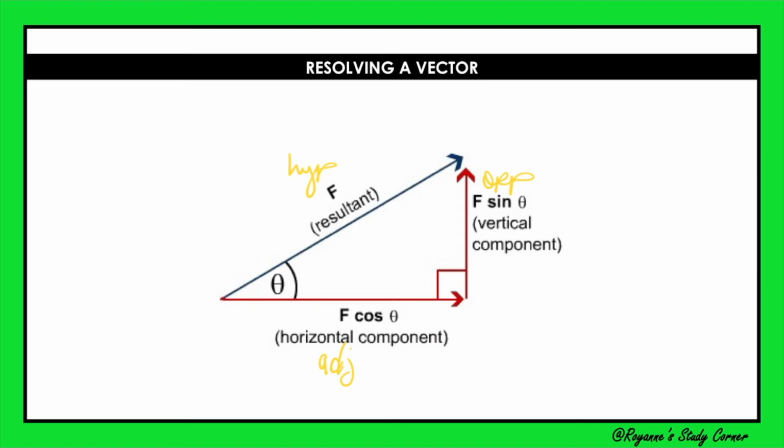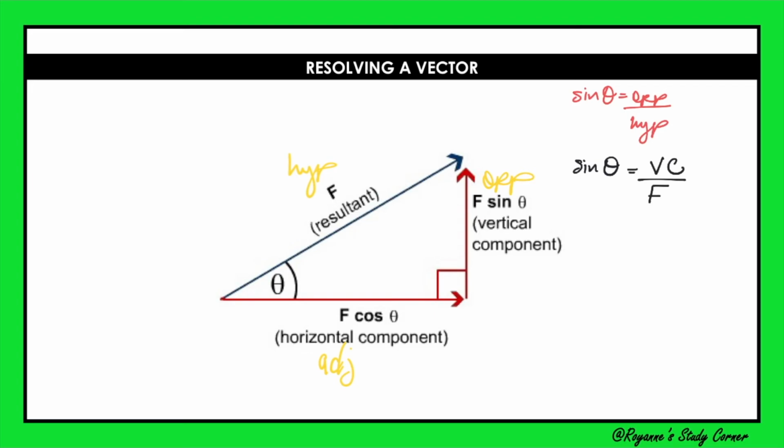So if we want to find the value of the opposite side, and the only information we have up front is the hypotenuse, then it means we can use sine theta is equal to opposite over hypotenuse. So sine theta is equal to opposite. In this case we'd call it, I'm going to put VC as vertical component for short, over hypotenuse, and the hypotenuse is our resultant, which in this case is F.